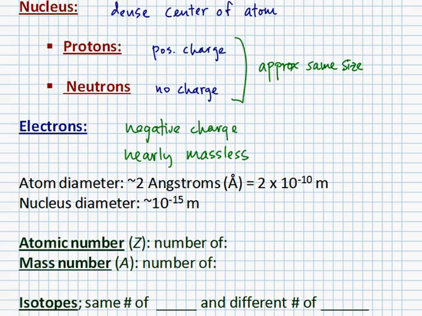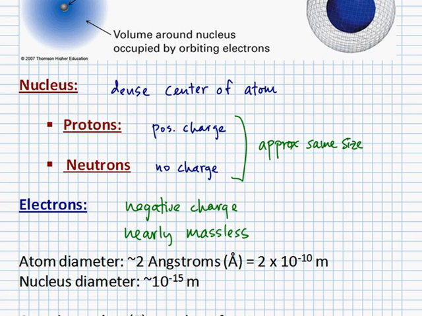So let's look at the diameters here. The diameter of an atom, about 2 angstroms. So an angstrom is a pretty convenient unit that's used when talking about sizes of atoms and subatomic particles and things like that. So the angstrom itself is 10 to the minus 10 meters. So 1 power of 10 smaller than a nanometer. There are, in fact, 10 angstroms in a nanometer. So let's just write that over here so we know that. 10 to the minus 10 meters.